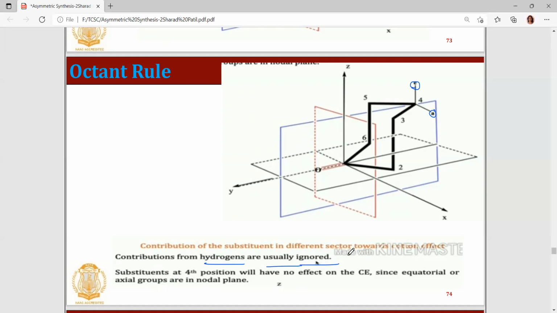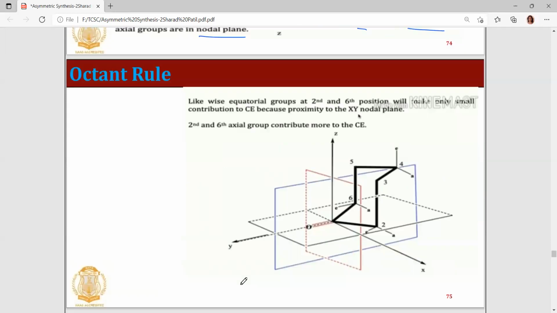So there will be no effect with the hydrogen. Then a substituent at the fourth position will have no effect on the Cotton effect, since equatorial and axial groups are in the nodal planes. So there will be no positive or negative effect on the Cotton effect, right? Now we'll draw the axial and equatorial positions on the other carbons, which are 2 and 6.